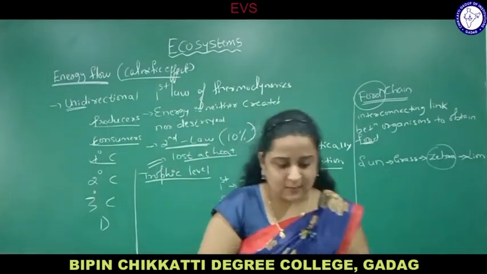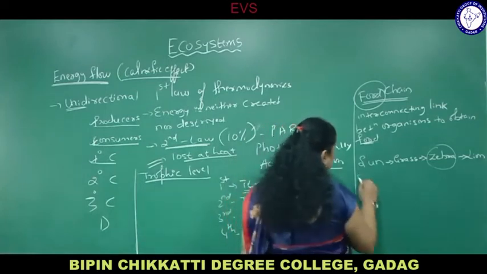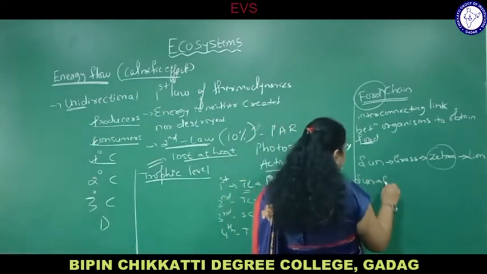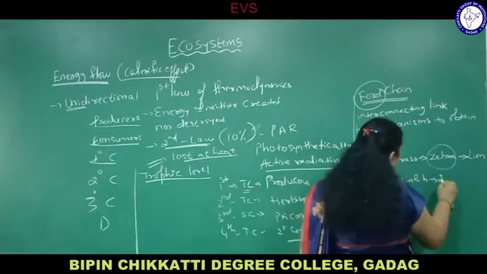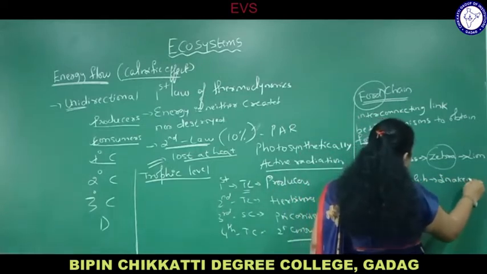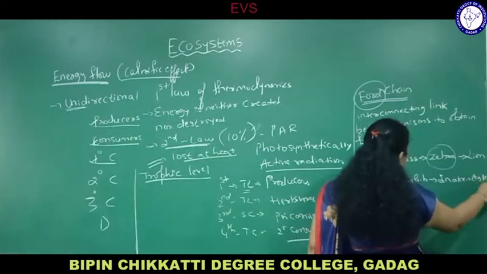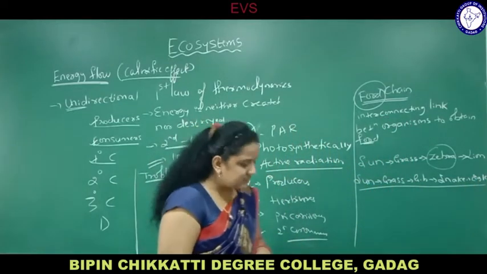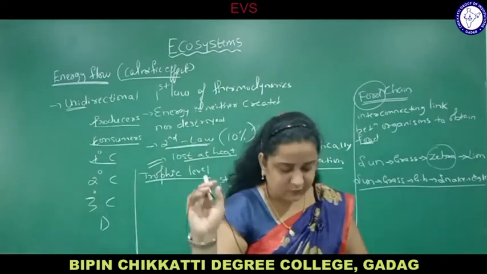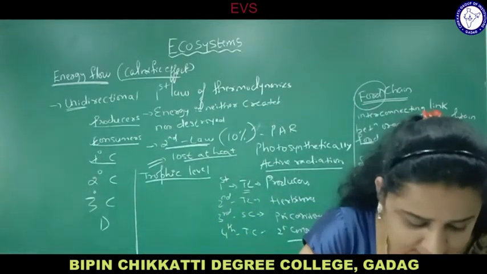If we take another example, we take sun, then comes grass, then comes grasshopper, then comes snake, then comes eagle. This is another common simple food chain already discussed in the previous class. So this is how the different animals are interconnected.